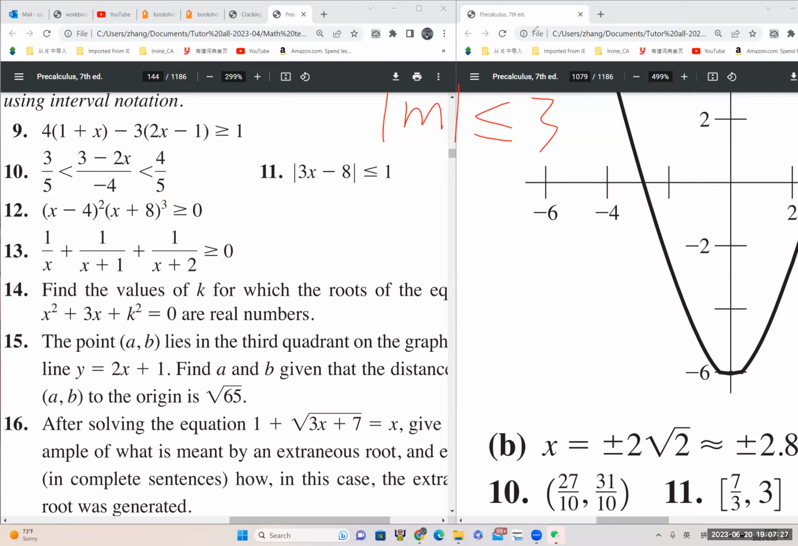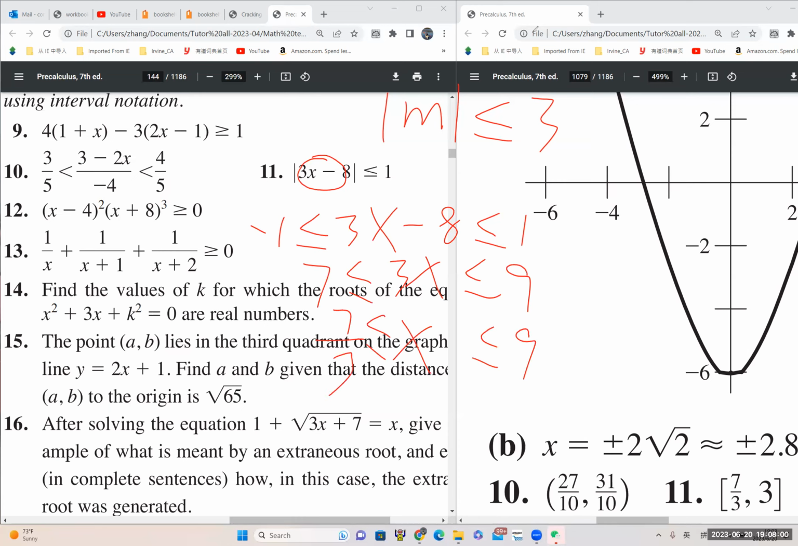Okay, then for here, you just take this as one number, right? So we have 3x minus 8 greater than or equal to -1, but less than or equal to 1, right? Then for this, you add 8, so you get 3x greater than or equal to 7, here less than or equal to 9. Then both divided by 3. Oh, no, sorry, here is 3. That's why we get the answer.